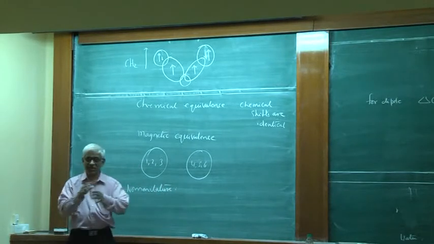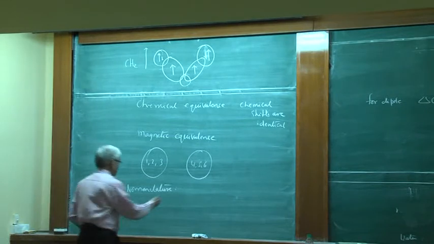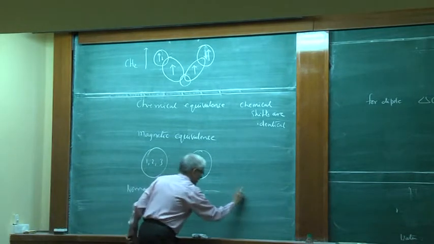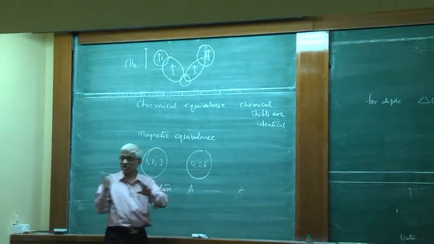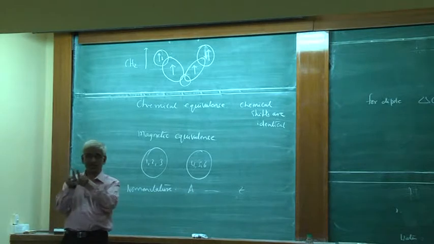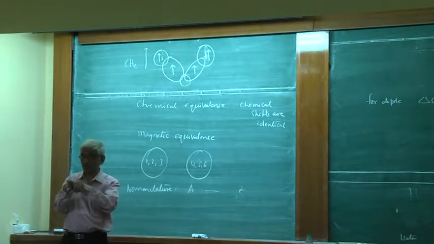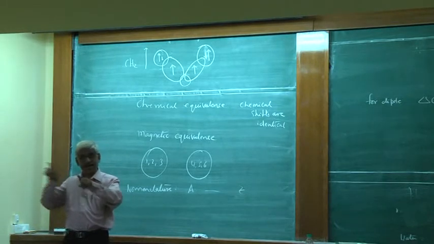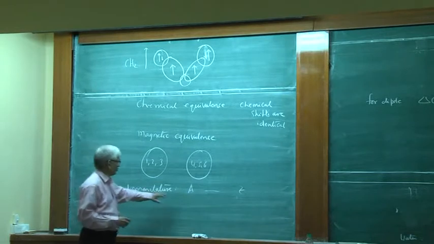Recall the alphabets A, B, C, D, E, F, G, H, right? So you always go from A to Z. The distance between them indicates how much the chemical shift difference is between them. If I take two protons which I label A, B, then their chemical shifts are very close. If I have A and X, then they are very far. So that is the way you use it.